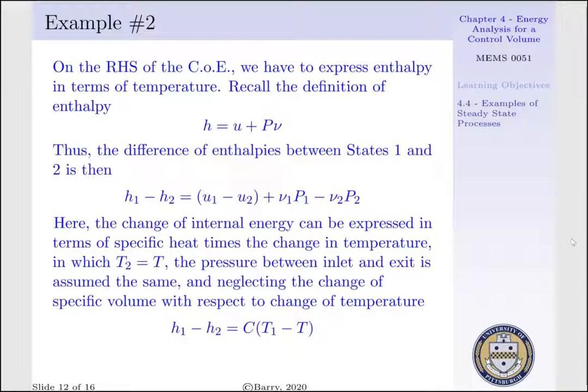where T2 is going to be expressed as T, the temperature of our outlet fluid. T1 is the temperature of our fluid entering our system, which is a fixed 45 degrees centigrade. Thus, H1 less H2 is equal to C times the quantity T1 less T.